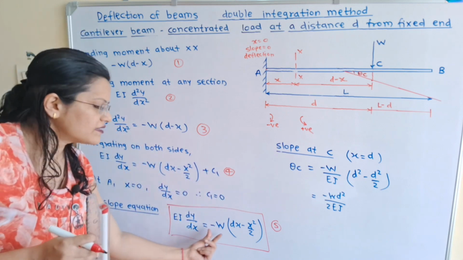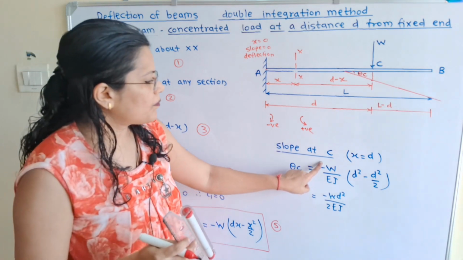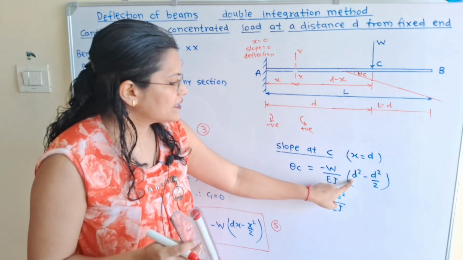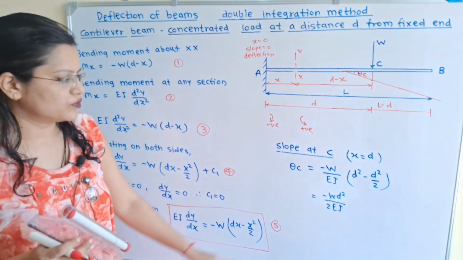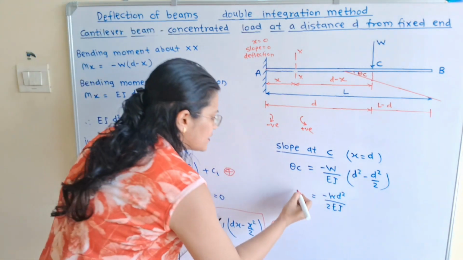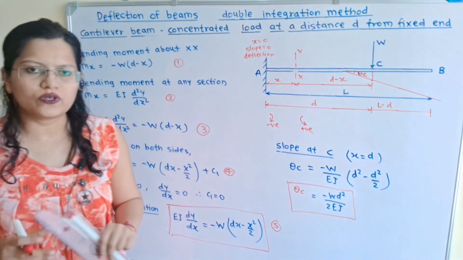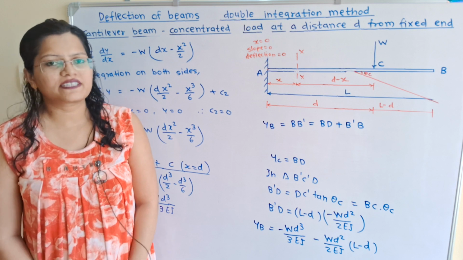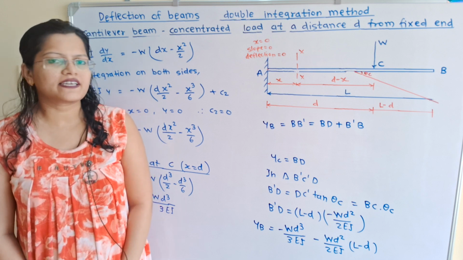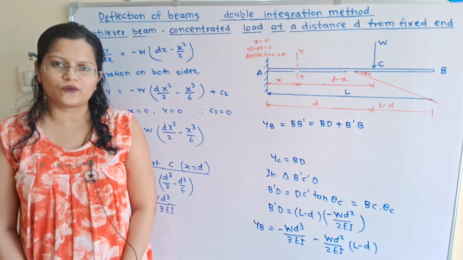EI I will transfer to the right hand side. So minus W by EI (d square minus d square by 2). When we simplify, we get theta c is equal to minus W d square by 2 EI. We will find the deflection equation by taking integration on both sides of the slope equation.